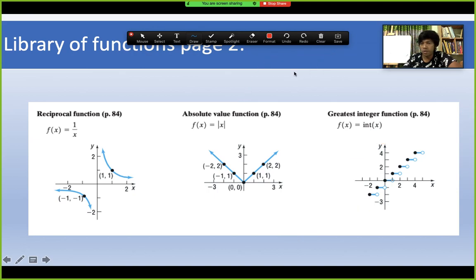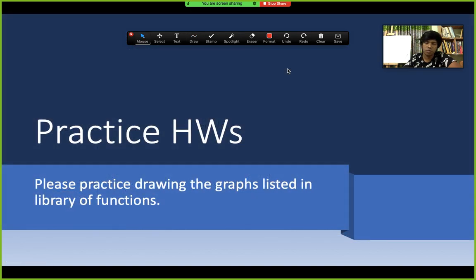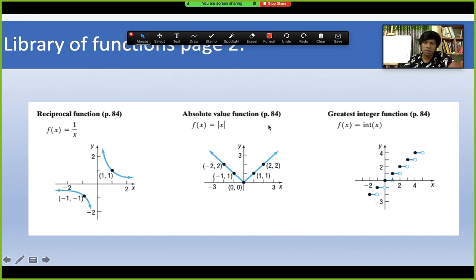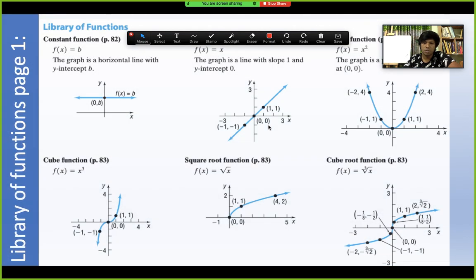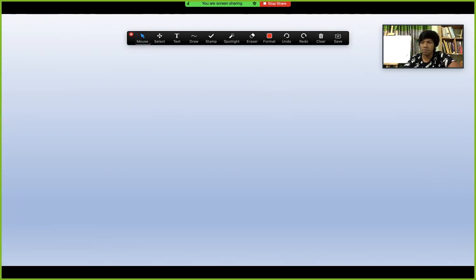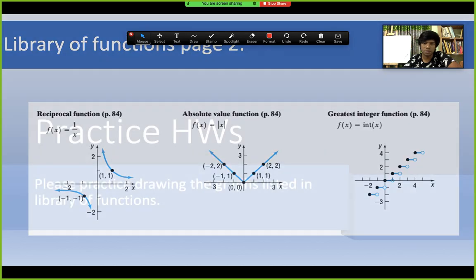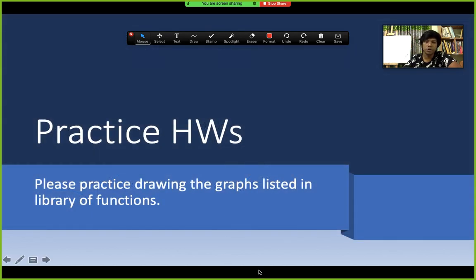Very important, by the way, once again, let me stress it. All these graphs are very important. There are a total of 9 graphs, I think: 3 here and 6 more here. Everyone should know all these 9 graphs. You should practice them again and again, so that if we ask what the function of this graph is, you can just sketch it without looking at anything.